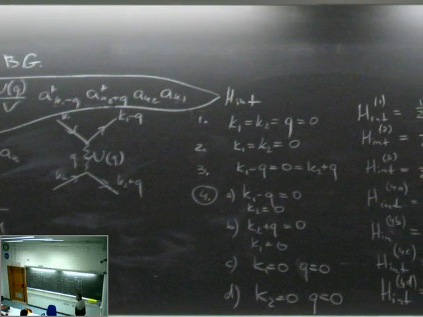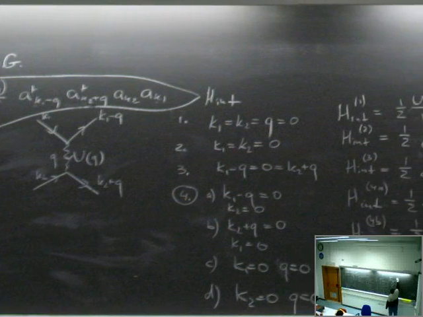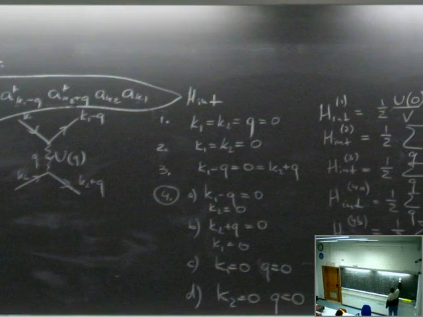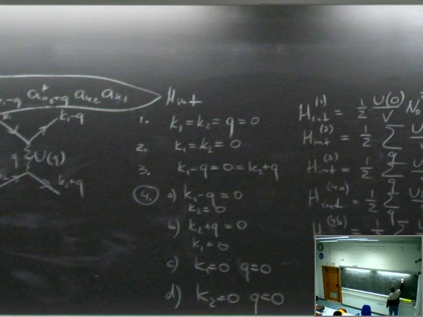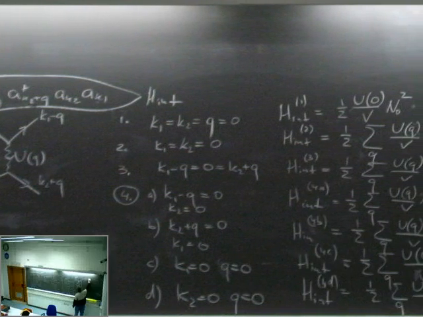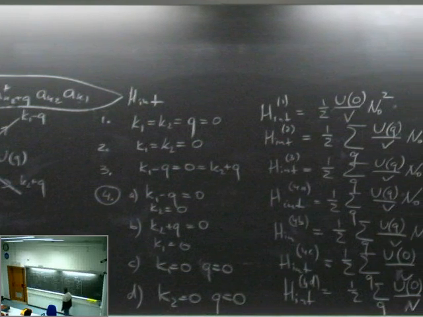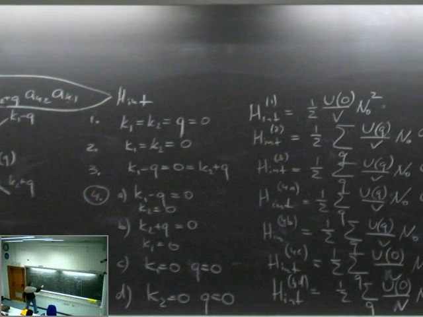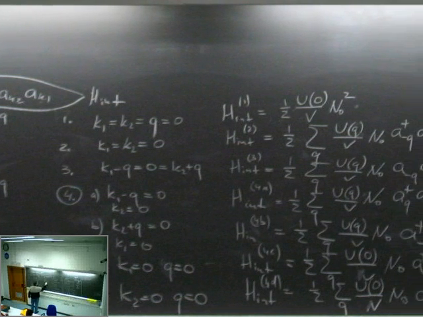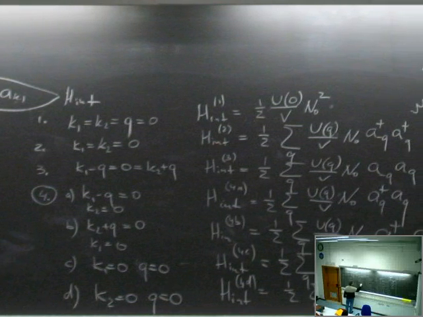Let me now write down the Hamiltonian. The total Hamiltonian is sum over K, epsilon K, a dagger K, a K. Once again, epsilon K is kinetic energy. Epsilon K is h-bar squared K squared over 2M.